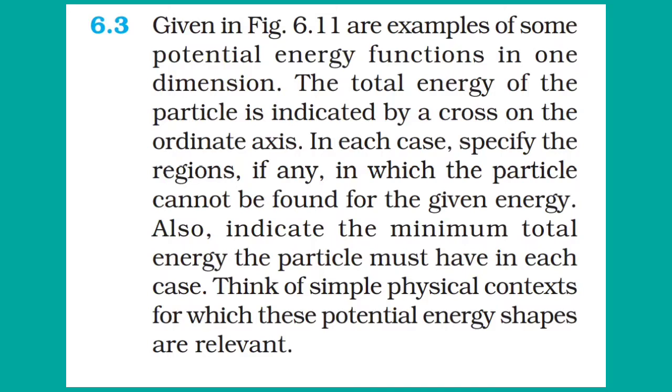6.3 Given in the figure are examples of some potential energy functions in one dimension. The total energy of the particle is indicated by a cross on the ordinate axis. In each case, specify the regions, if any, in which the particle cannot be found for the given energy. Also, indicate the minimum total energy the particle must have in each case. Think of the simple physical context for which these potential energy shapes are relevant.